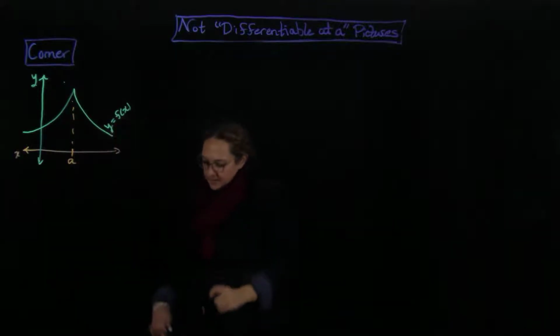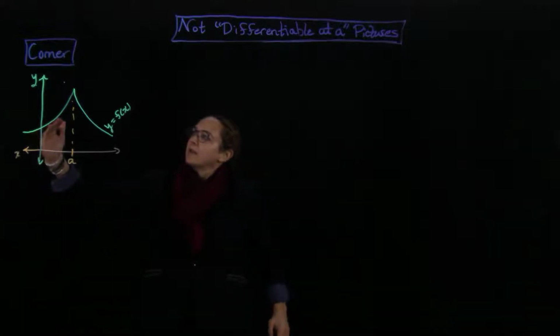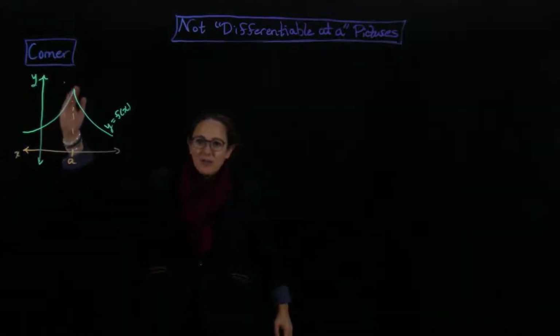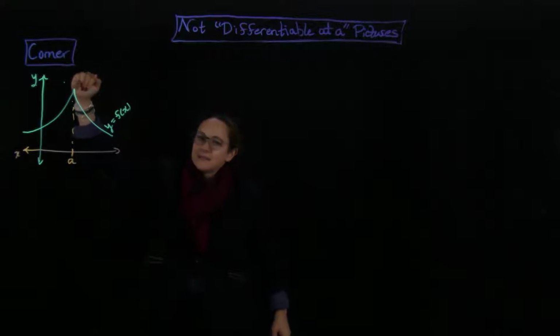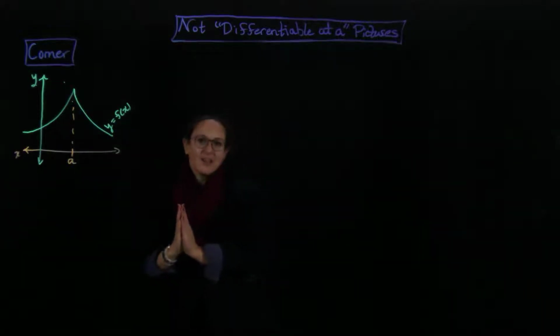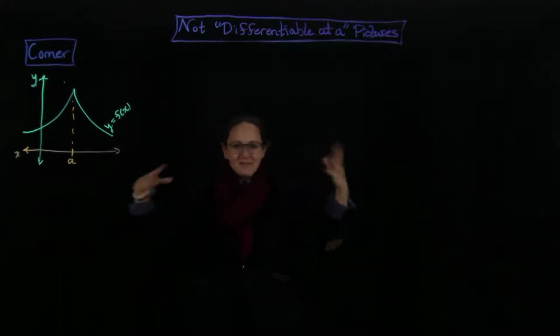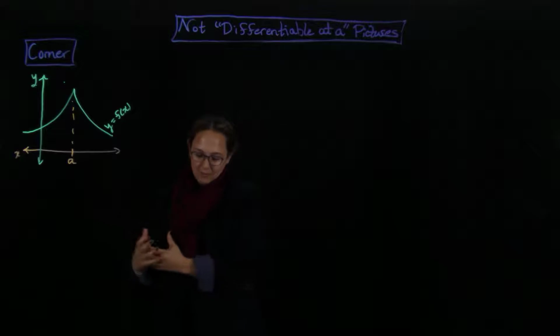And so what's happening here, just pictorially, is that my slope here is definitely a positive slope. But on this side, this is definitely a negative slope. So there's no slope that it converges on at a. Okay? So that's kind of the hand wavy, as a mathematician would say, way of understanding that.